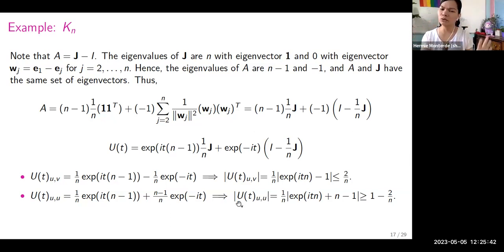Okay, the modulus of the UU entry of U of t, the square of that, would be the probability that you put a quantum state at vertex U and you can still find it there at a later time. Since we've seen that it's bounded above by a big number, 1 minus 2 over n, that's a big probability. That means that the quantum state at vertex U tends to stay there for any time t in the complete graph. We'll dig into that a little bit later.